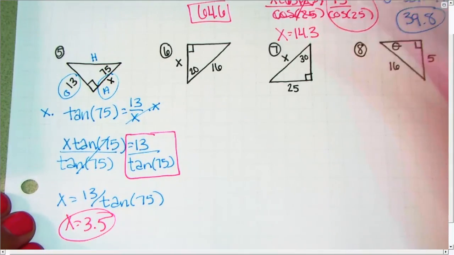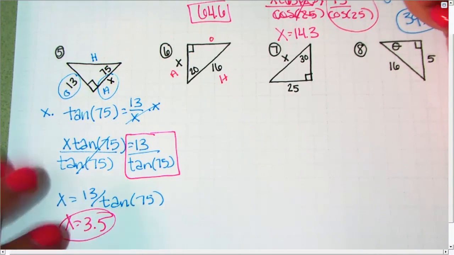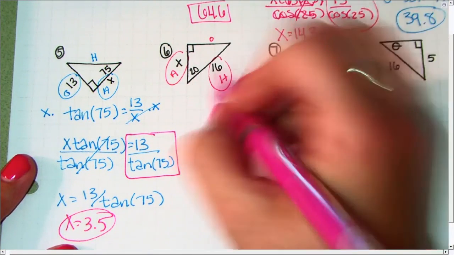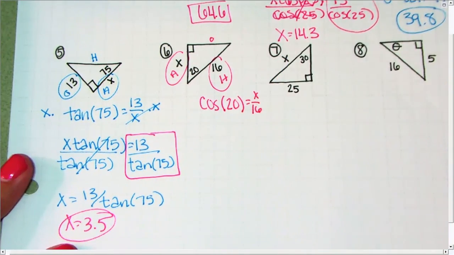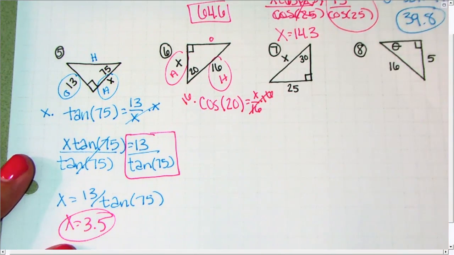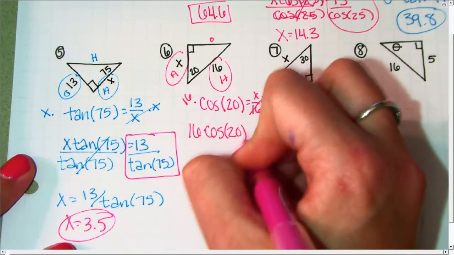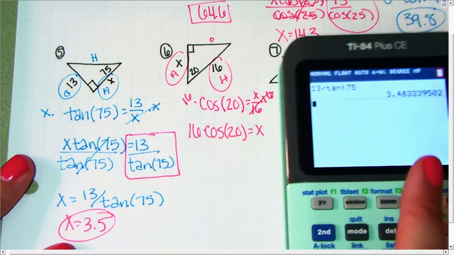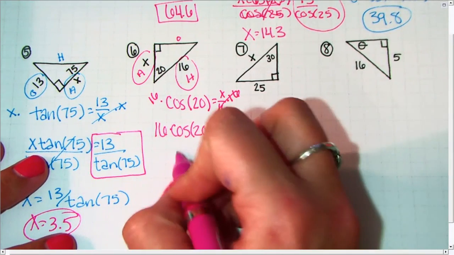All right. Across the 90 is H, O, and A. Again, I have A and H, so that is cosine. So cosine of 20 equals X over 16. I'm going to multiply both sides by 16. This cancels. Okay, so I have 16 times cosine of 20 equals X. X is isolated, which means I pick up my calculator. So 16 cosine of 20, and I get 15.03, or just 15.